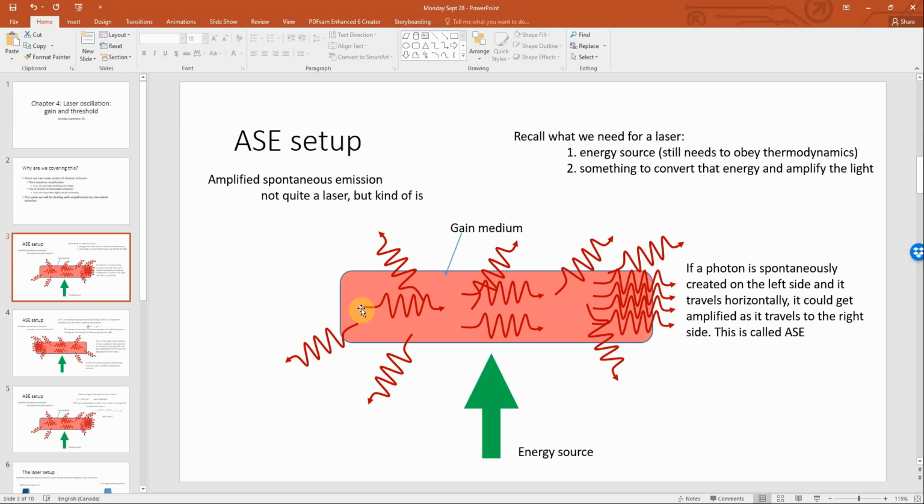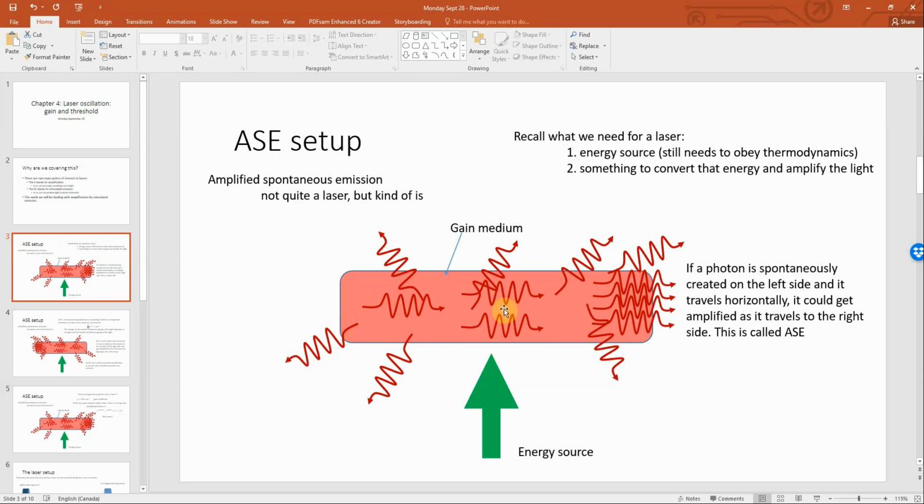But if we happen to have a photon over here that gets emitted in the horizontal direction to the right, so this atom takes some energy from this energy source, creates this excited population state. So say if it were a hydrogen atom, it goes from 1s to 2p, for example. Then this thing spontaneously decays, but it happens to spontaneously decay right along this gain medium direction. Well, eventually it's going to hit some other atoms that are in the excited state.